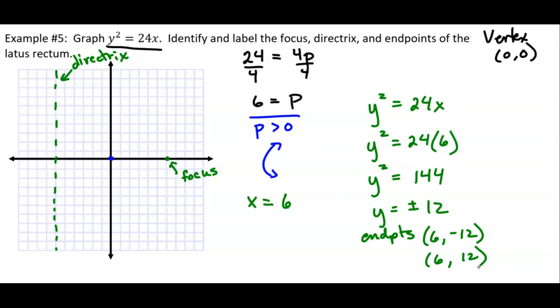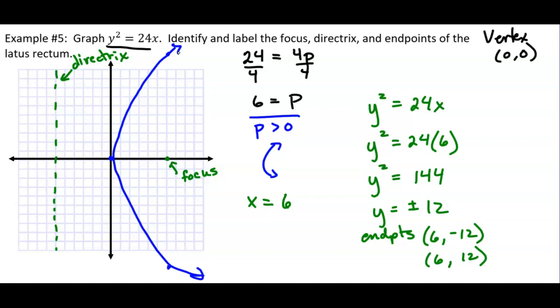Okay, so now I want to count up 12, which doesn't really fit, and down 12. Sometimes these are real, oops, I'm off a little bit there. So up 12 and down 12, negative 12. And so I get this huge parabola that's going to go through the vertex, which is at the origin for the problems that we're doing, and then it goes through those two endpoints of the latus rectum.